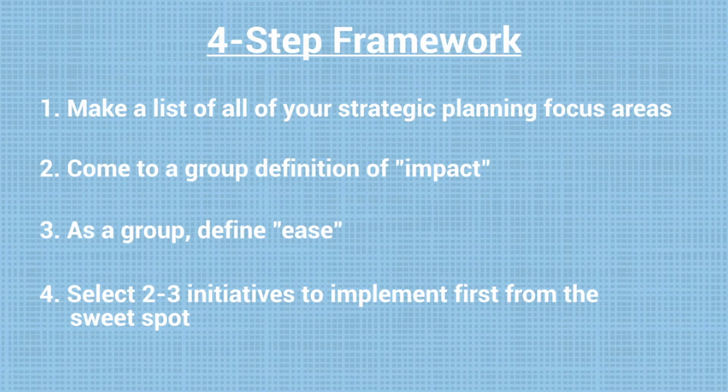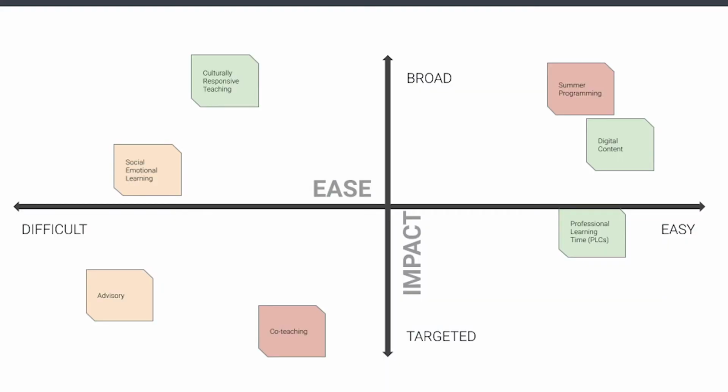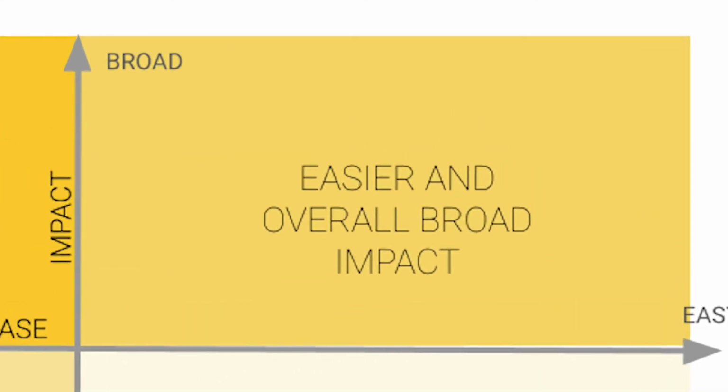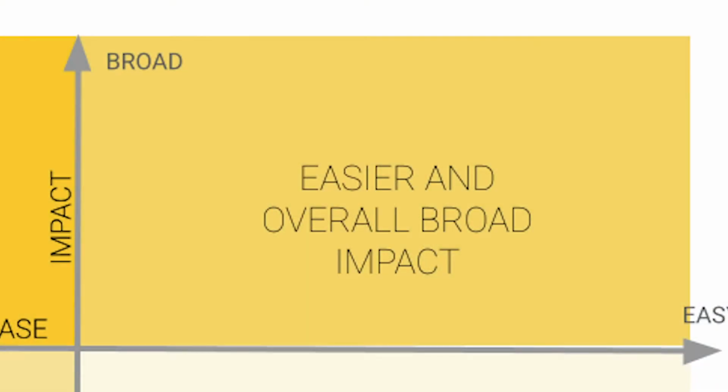Once you've moved your sticky notes, you'll notice that you've plotted all of your initiatives into 4 different quadrants. The first quadrant we would label easier and has an overall broad impact. These initiatives are high priority and they are relatively easy to implement. When it comes to implementing your strategic plan, this is your starting sweet spot. Our team recommends that you select 2 to 3 initiatives from this quadrant to begin with.